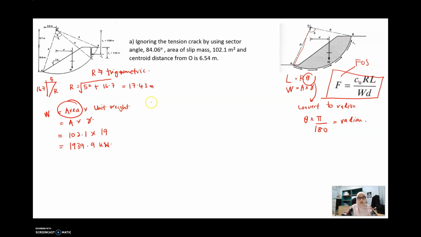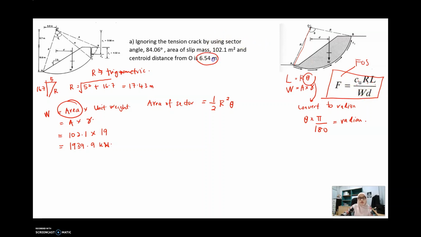But if in the question the value of area is not given, how do you determine the area? You can use the area of sector, which is equal to half times R square times theta. Okay, remember the theta should be in radian also. So you have the value of Cu, R, L, and W, and also you have the D value.